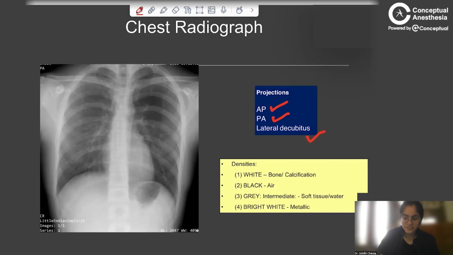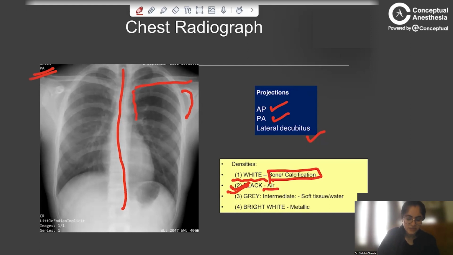Right. So what are the various densities that you might come across in a chest X-ray? If it is purely white, then it is mostly bone or calcification. As you can see, this is a normal PA chest radiograph, right? It is always written on the chest radiograph. You can see that the bones are white. All the bones, the scapula, the clavicle, the vertebra, all are white. Then everything that is black is air, right? These are basically the lungs that are filled with air, so they appear black. You can also see that the air outside the body is black also, right? So everything that is black on chest X-ray is actually air.